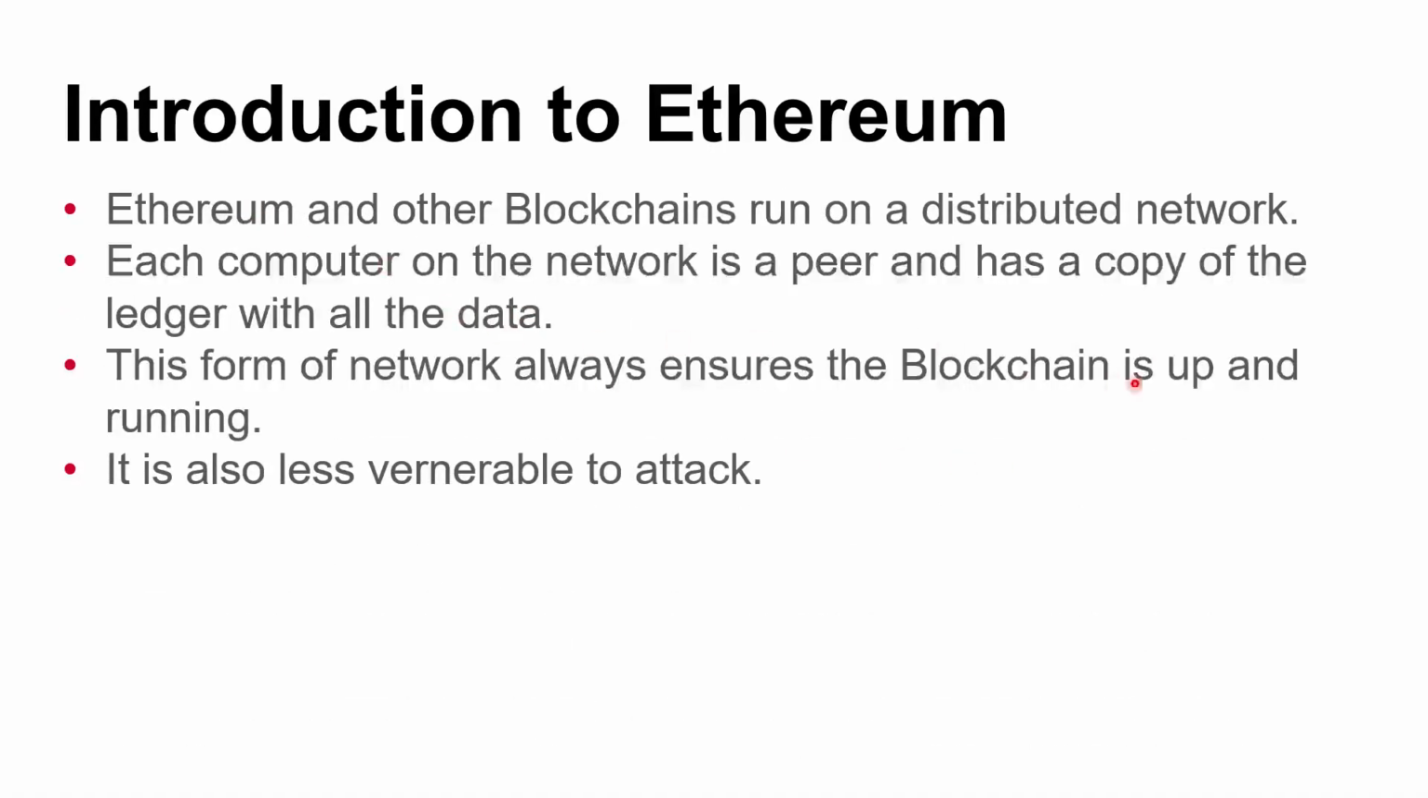Ethereum and other blockchains run on a distributed network, like that operating network. Each computer on the network is a peer and has a full copy of the ledger with all of its data. On the Ethereum network, all nodes are identical. There is only one node type on Ethereum, and each node has a full copy of the ledger. That's not true with blockchains such as Hyperledger or Corda, where nodes actually specialize on those networks. This form of network always ensures the blockchain is up and running and is also less vulnerable to attack.